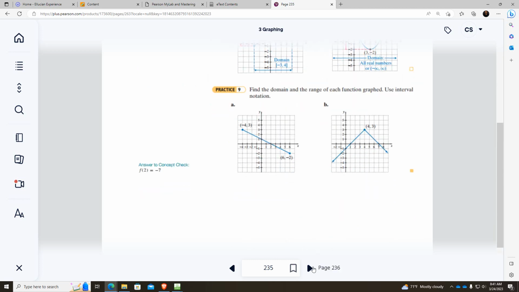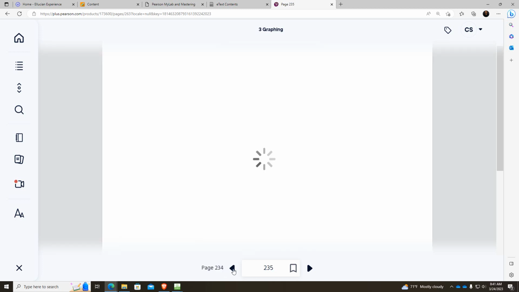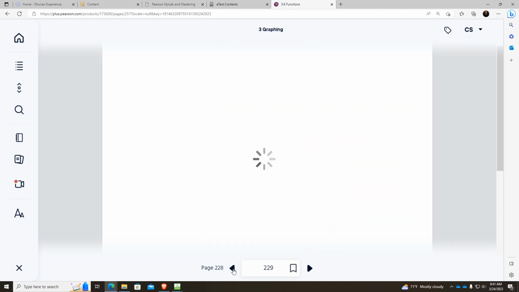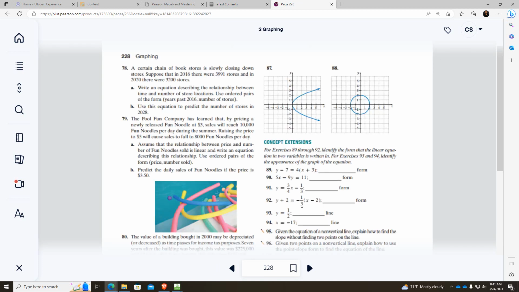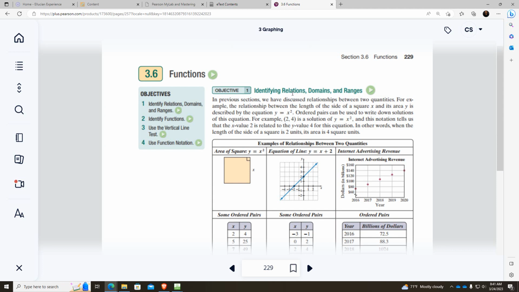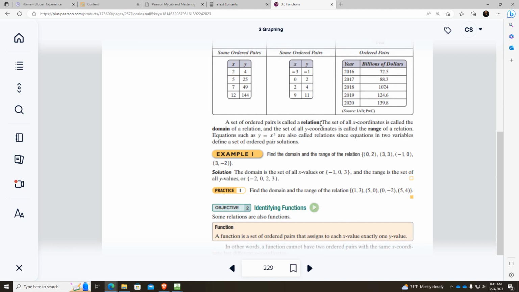So you got several graphs. We'll be looking at function notation. So let me go all the way back to the beginning and just kind of highlight everything again. Going back one too much. Okay, so we're doing relations, domains, and range. So you got some graphs, you got equations, you got ordered pairs. So everything is a relation.